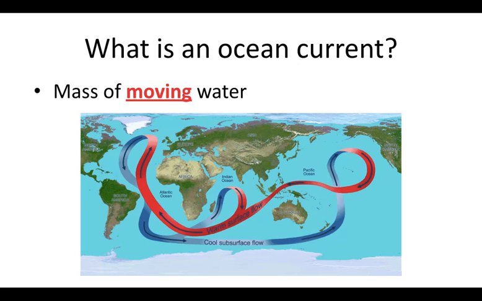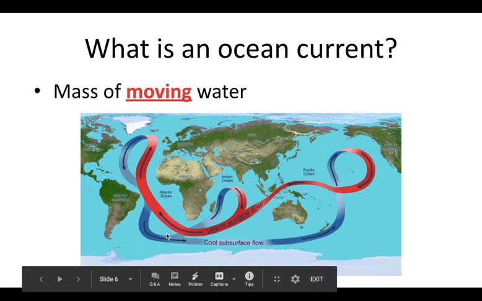Now, the major thing that is going to be causing ocean currents is going to be these changes in density. So, what is an ocean current? An ocean current is the mass of moving water. What we have found on planet Earth looking at our oceans, we have a major ocean current.